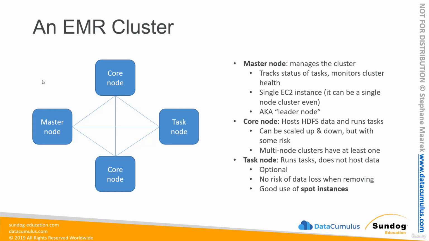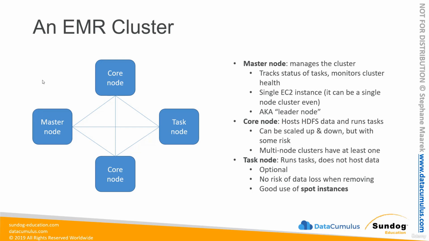So what makes up an EMR cluster? Well, an EMR cluster is fundamentally just a collection of EC2 instances that are running Hadoop. Now, each one of these instances is called a node. Each node has a role within the cluster, which we call the node type. So there are 3 different node types that an instance in an EMR cluster might be performing. One is the master node. You always need at least one of these.